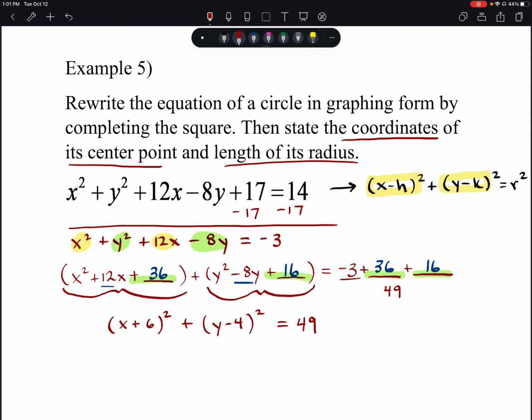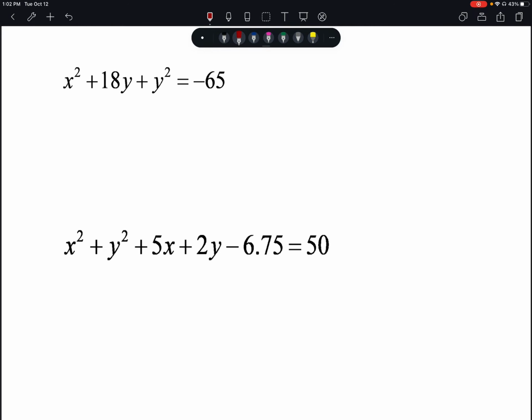So down below, we'll say our center point is going to end up being negative 6, positive 4. And then for our radius, we're going to have to take the square root of 49, which should give us 7. All right, so if you have questions about that one, please make sure you reach out and ask. Hopefully that helps. Let's try the next one.